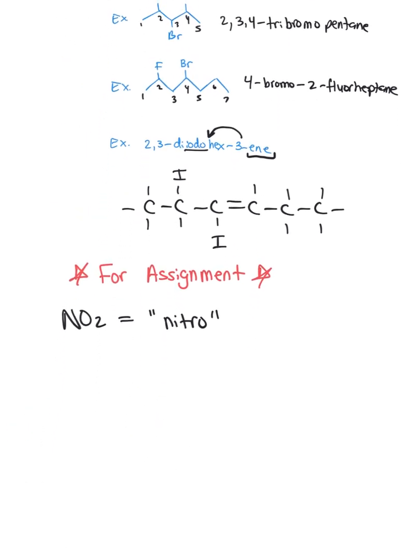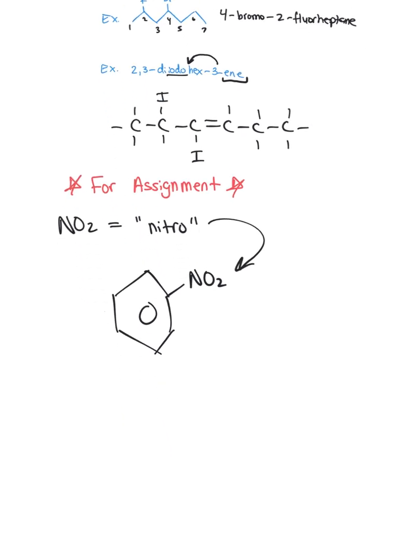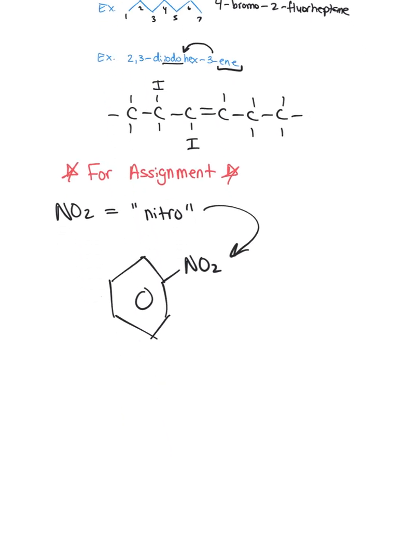The last thing to note is that if you do have a group like this, it'll be more common on a benzene ring. If you have an NO2 group coming off of a benzene ring, so something that looks like this, we name this a nitro group. So you would name it the same way as you would name everything else. This would be nitrobenzene, assuming that this is carbon number 1.